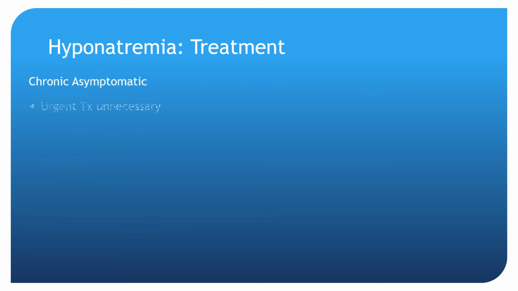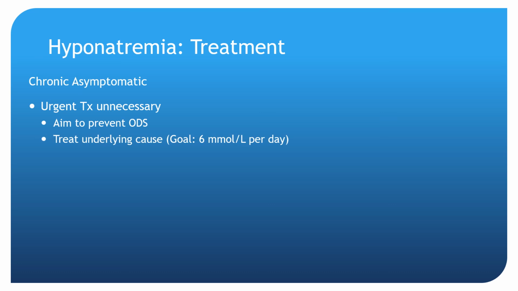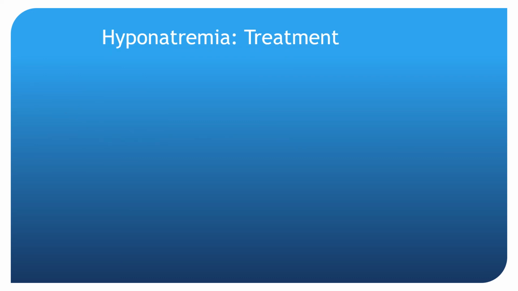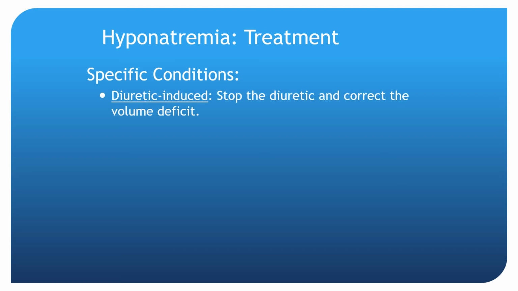So just to reiterate, in chronic asymptomatic hyponatremia, urgent treatment really is unnecessary. Your aim is to prevent osmotic demyelinating syndrome. You also want to treat the underlying cause with a goal of 6 millimoles per liter per day and never over 10. And just to review treatment of specific causes of hyponatremia, if it's diuretic induced, you obviously stop the diuretic and correct the volume deficit.